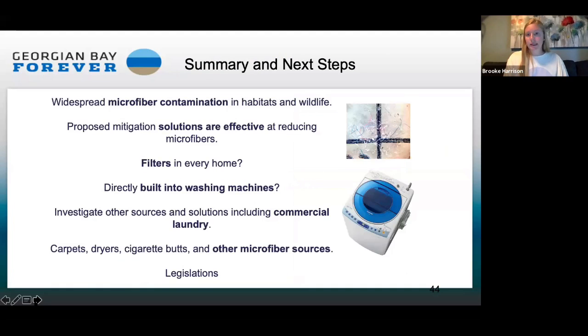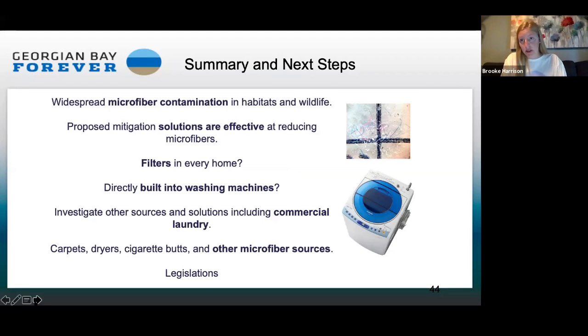So now to sum up and what the next steps are, as I mentioned, this study is going on until March 2021. So it is about halfway through right now, but there is still a lot. These are all just preliminary results that we are sharing with you today. But what we do know is there is widespread microfiber contamination around the world and in the Great Lakes. But as we have mentioned, we know that these mitigation solutions are effective to reduce microfiber pollution.